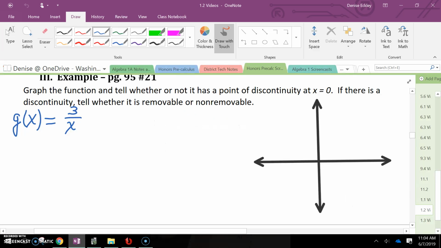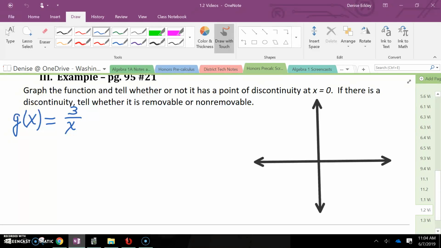A discontinuity happens when you can't smoothly draw the curve with your pencil without lifting it. There's some sort of break or jump or hole or something. It's not a smooth curve through there. So I do have a discontinuity.